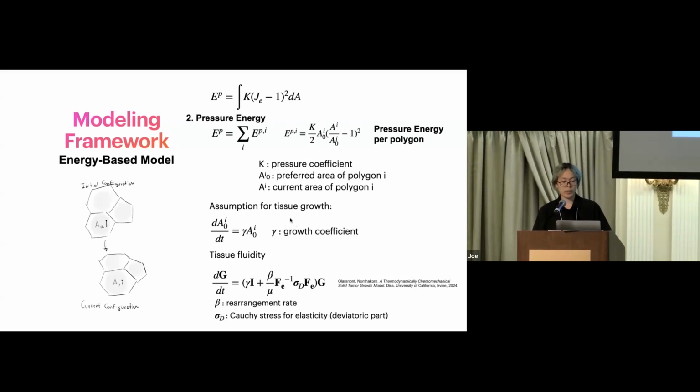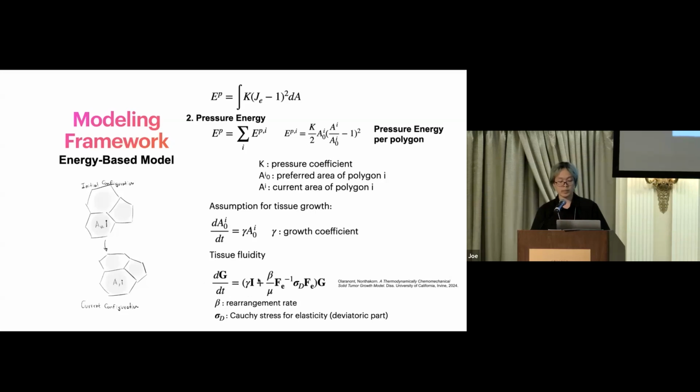And then we also have the assumption for the tissue growth, because we want to see the dynamics of the growing of the tissue. So here is the equation for that. It's basically an exponential growth for the preferred area. The rate of that depends on gamma. And then we also introduce what's called the tissue fluidity to the deformation tensor that I talked about in the previous slide. So the G here depends on time.